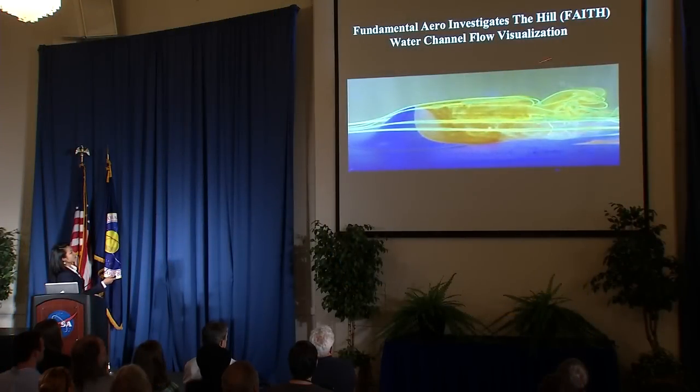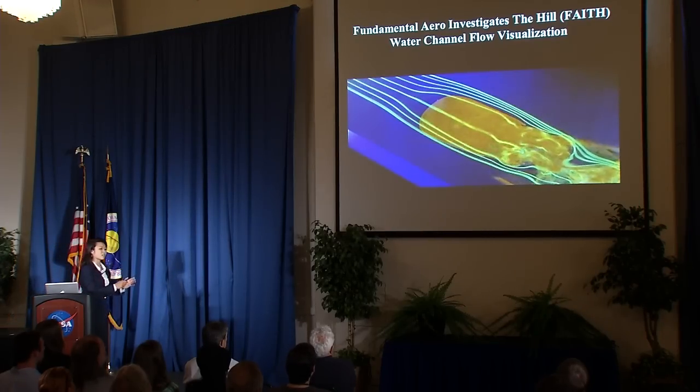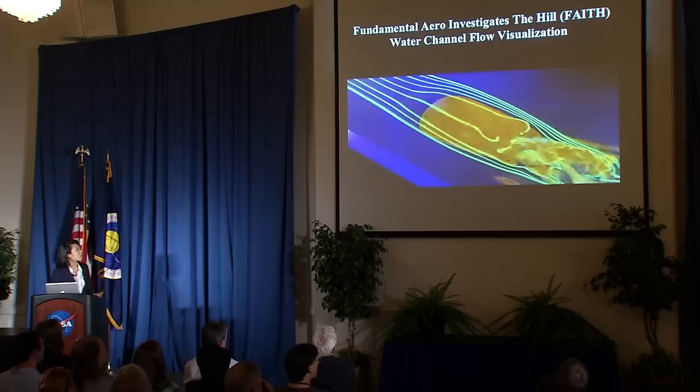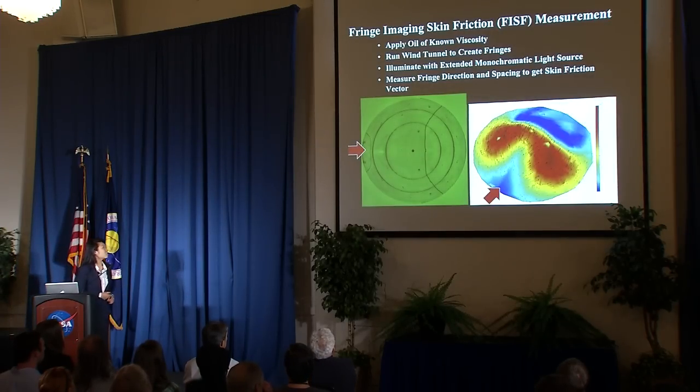Again, here you can see how complex the flow can actually be. See the recirculation area, and the flow behind there, it's almost stagnant. It's barely moving. One technique that we use is fringe imaging skin friction to measure the skin friction on top of our model.